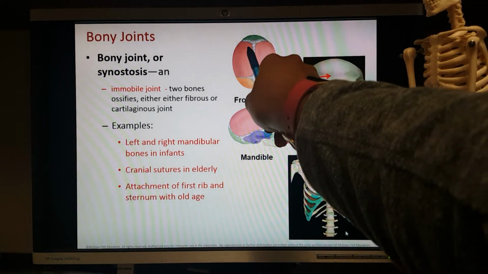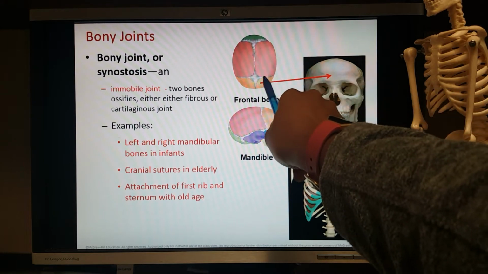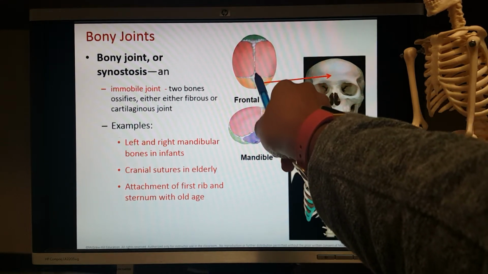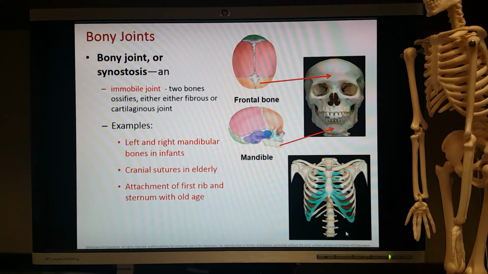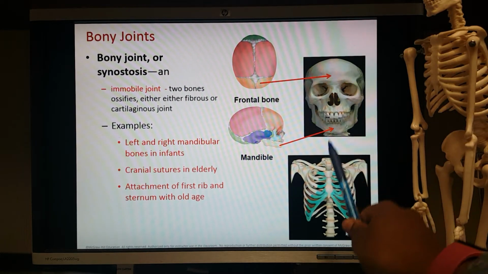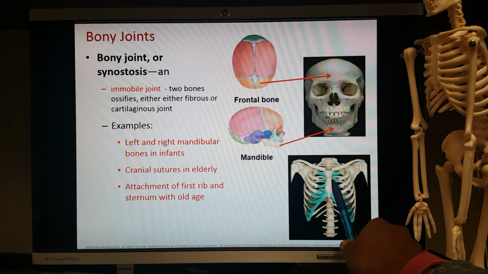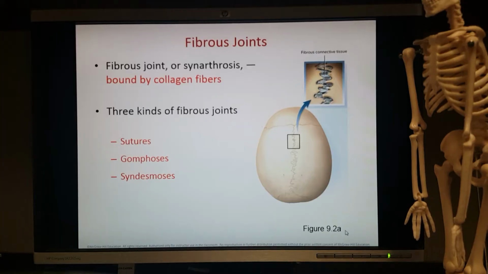Other places where there's bone fusion: in the elderly, the sutures on your skull, separating out and showing where our different bones are, become fused together. And lastly, same thing with the elderly, fusing together of the sternum and the first rib. So this joint here will eventually fuse together in an elder adult.